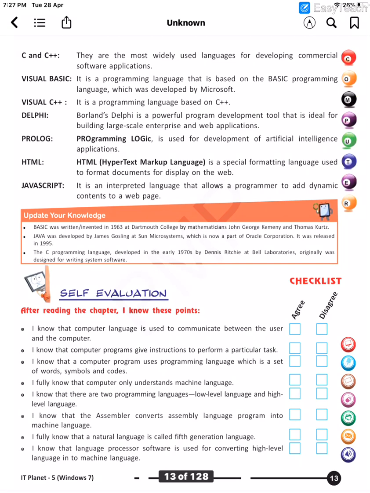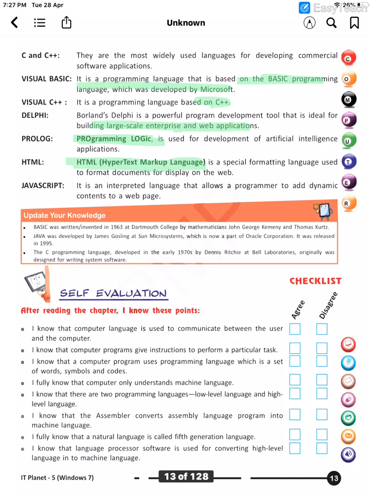Now, C and C++ are widely used for software applications. Visual Basic is used for GUI based programming. Visual C++ is developed by Microsoft. Delphi is a well-known web application developing language. Prolog stands for programming in logic. And HTML, that you will be learning in class 6-7, is hypertext markup language. So children, you have to remember these programming language names.